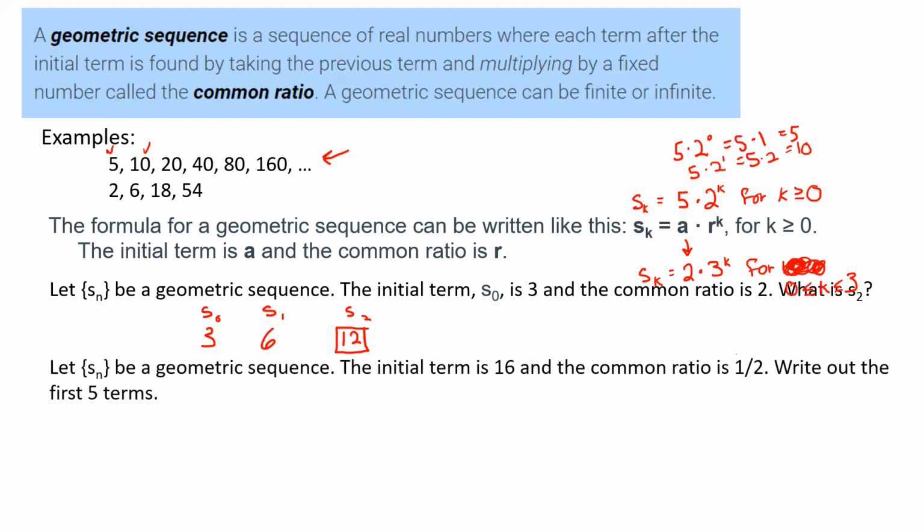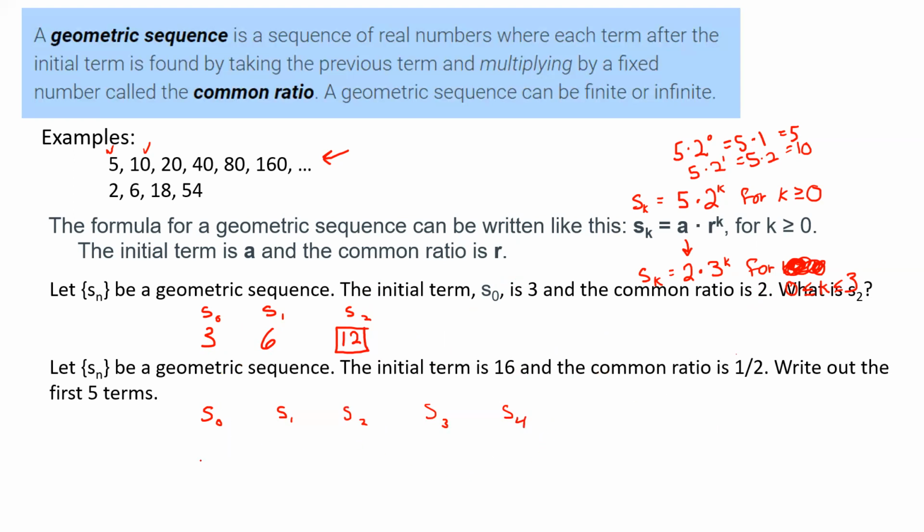Here's another question. We've got a geometric sequence. The initial term is 16 and the common ratio is 1/2. Write out the first 5 terms. So we're going to have S naught and then S sub 1, S sub 2, S sub 3, S sub 4, and that will give us the first 5 terms.